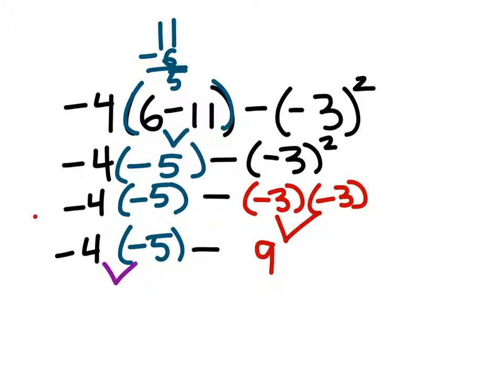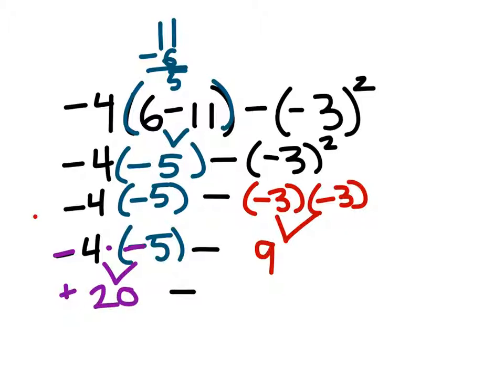Next we will focus on the multiplication or division from left to right, and we just have this multiplication here. How do I know that's multiplication? Because they didn't show the operation between the negative 4 and the parentheses. Since it's not shown, the only operation that we ever don't show is multiplication. Again, that's 2 negatives being multiplied together, so I know my answer is positive because there's an even number of negatives. And 4 times 5 is 20.